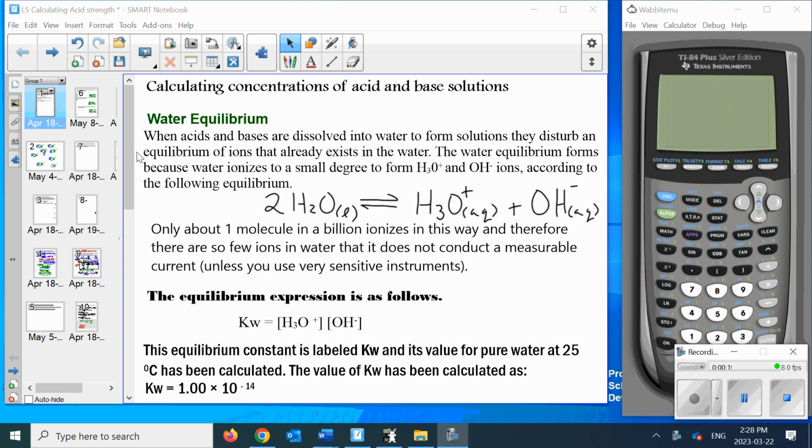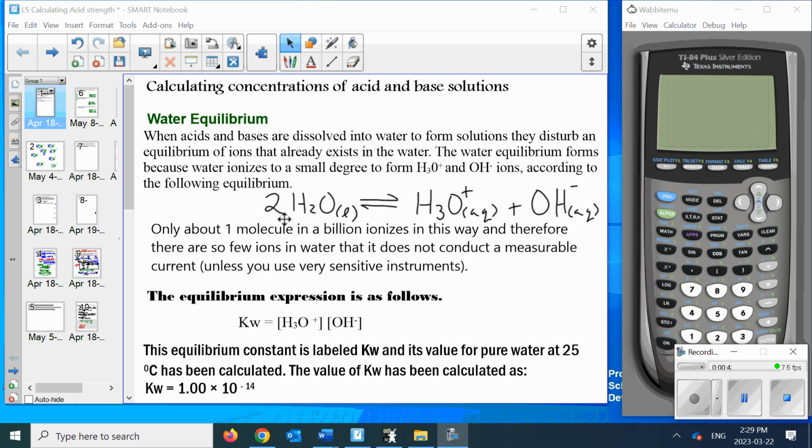So, calculating concentrations of acid-base solutions. As it says, they're water equilibrium. Acids and bases are dissolved into water to form solutions that disturb an equilibrium of ions that already exists in water. Water equilibrium forms because water ionizes to a very small amount to form hydronium ions and hydroxide ions.